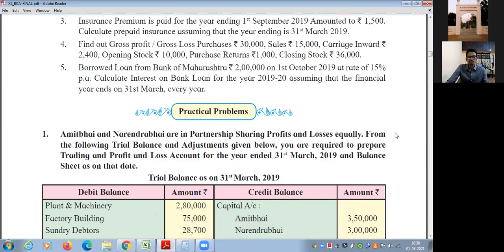So first I will explain to you what the problem is, then we will solve it on screen by using Microsoft Excel. So we have the advantage of solving the problem on screen by using a computer. The first problem is: Amit Bhai and Narendra Bhai are partners sharing profit and losses equally. From the following trial balance and adjustments given below, you are required to prepare trading account, profit and loss account for the year ended 31st March 2019 and balance sheet as on that date.